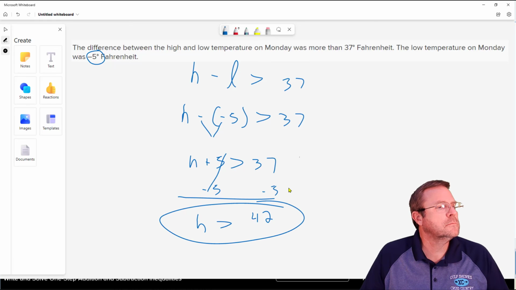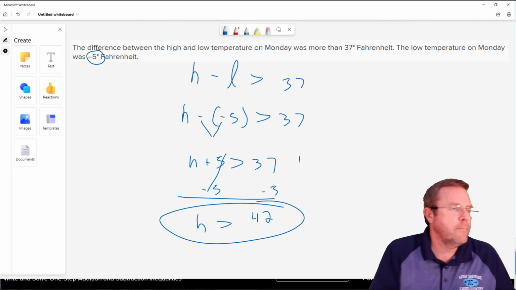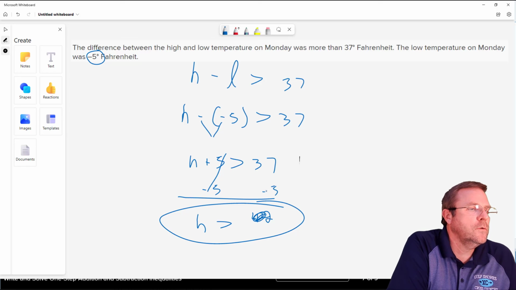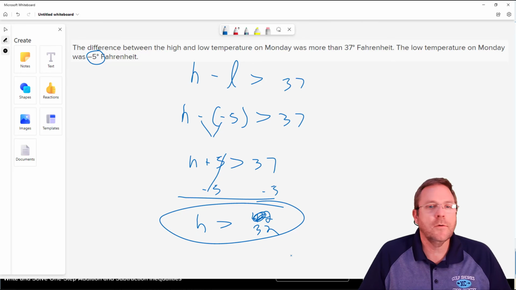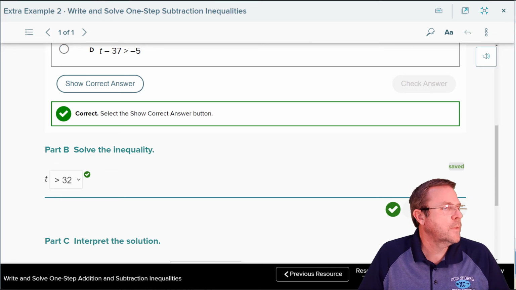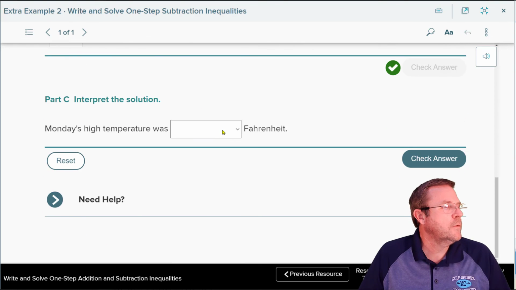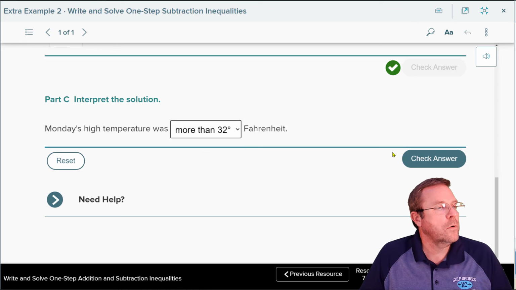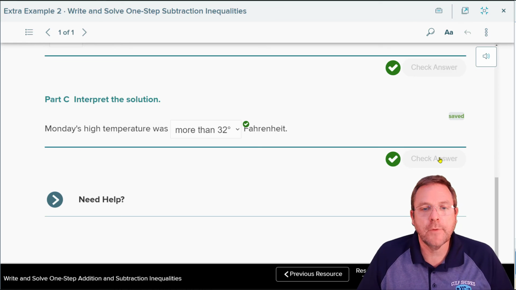Wait a minute. What's wrong? I goobered it again. That is a minus sign, not a plus sign, which means it's not going to be 42. It's going to be 32. So H is going to be greater than 32 degrees. So from here, check that. And then finally, that means that Monday's high temperature was more than 32 degrees Fahrenheit.